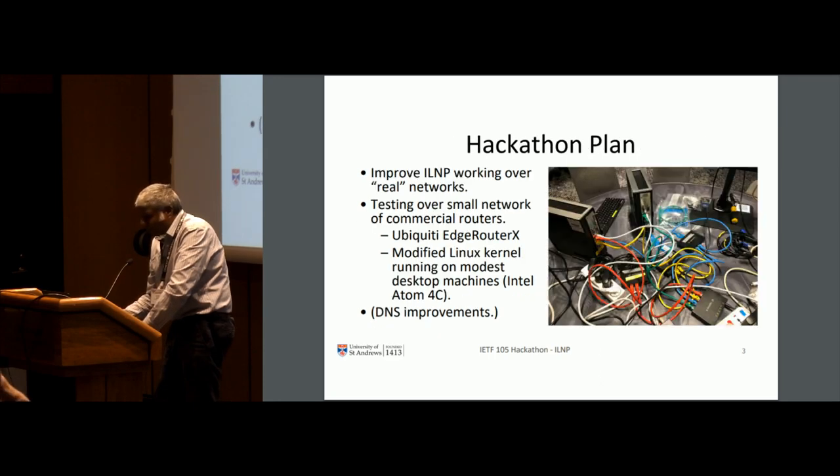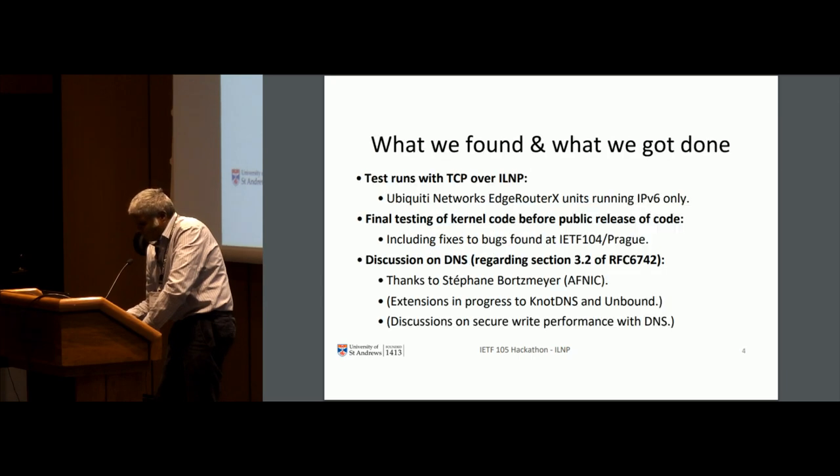So the plan here was really to make sure that ILNP could work over a real network. That's the idea eventually. And so what we had was a network that consisted of some low-end routers, but they are just commercial routers. They run IPv6 only. The idea is that ILNP works completely end-to-end, so the core routers just think you're running IPv6, whereas actually you're running ILNP. And the other thing that came through a fortuitous conversation with Stéphane Bortzmeyer was some DNS improvements that help with DNS in general, and I'll say a little bit more about those in a slide coming up.